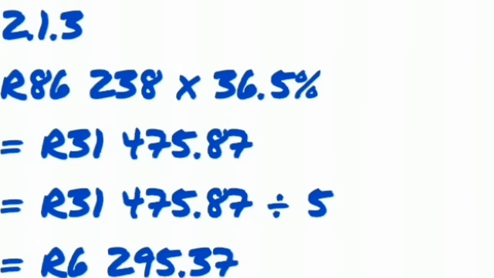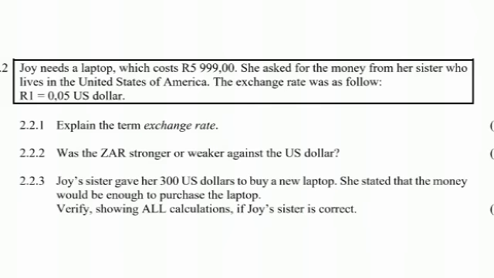Now at this point it is the 30th of September. My financial year ends in February, so that's 5 months remaining. So divide by 5 and I get 6,295.37 cents. In 2.2 they say Joy needs a laptop which costs 5,999 rands. She asked for money from her sister who lives in the United States of America.